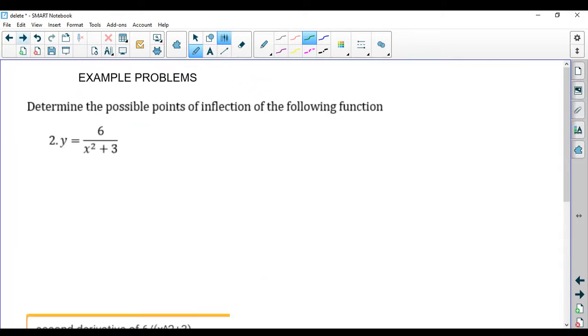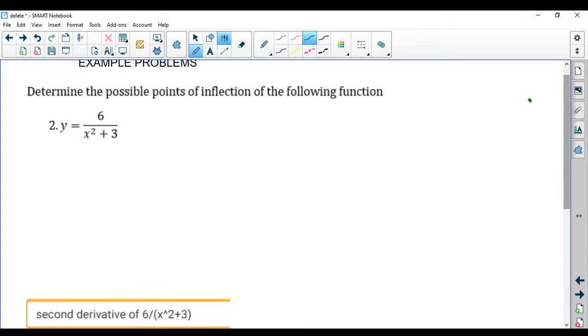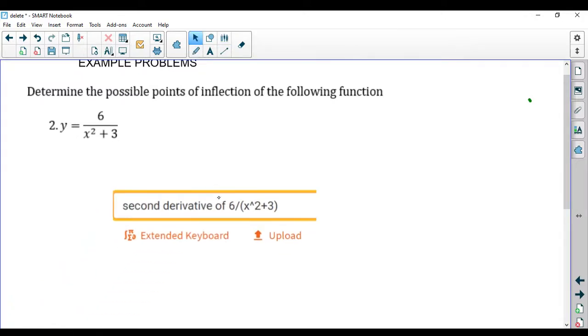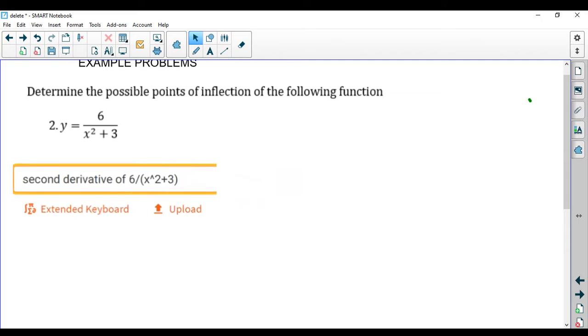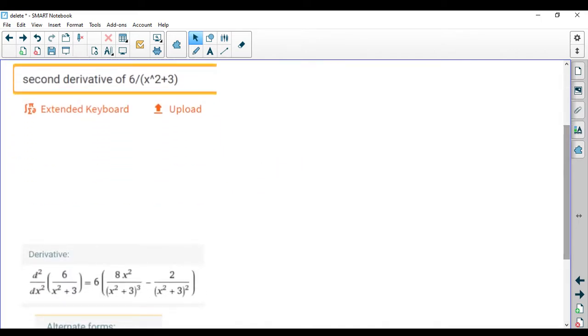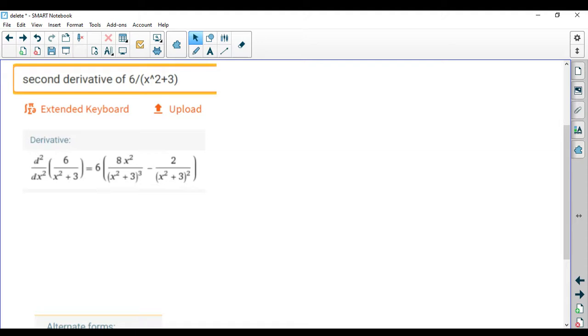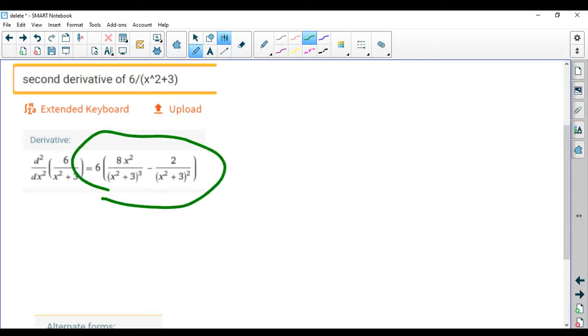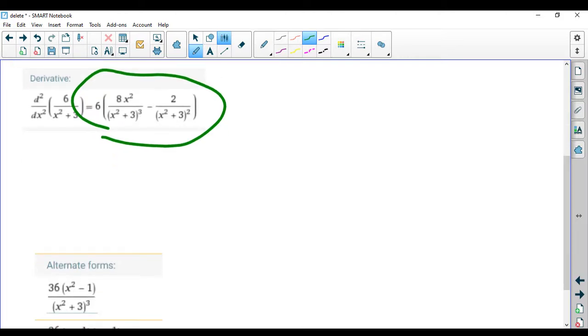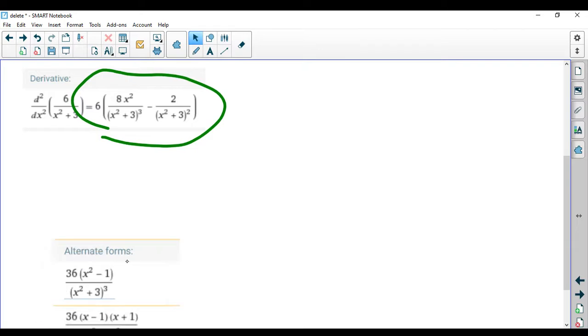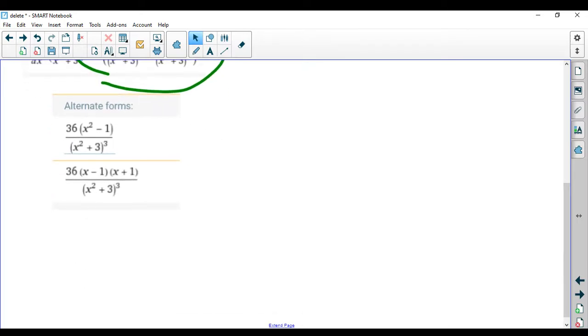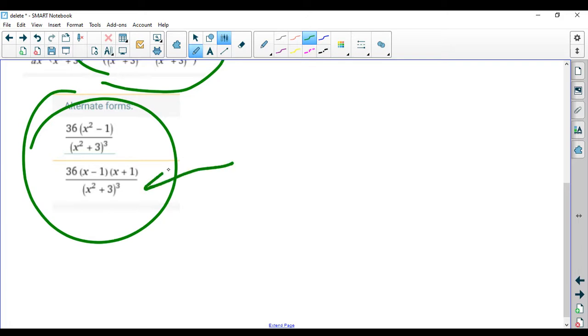One more quick example. Determine the possible points of inflection of this function. You have to take the second derivative. That's a little bit more involved. I'm going to go to Wolfram Alpha, like you can, but I just want to show you something about that. I typed in, what's the second derivative of this function, and it gave me a very complicated function. You scroll down in Wolfram Alpha to find alternate forms, and right here is a much better form, much easier to use. You can see it's all factored. So I'm going to use this one.